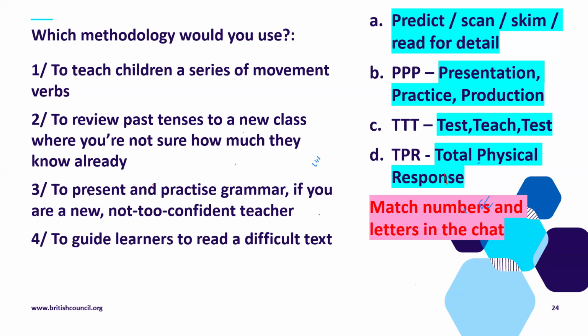Maybe Linda, you could help me read this now. I think people are doing it correctly. Yeah, people have put 1D, which is correct. TPR. Thank you. 4A, great for skills. Yeah. What about 2 and 3? Which ones would you match?